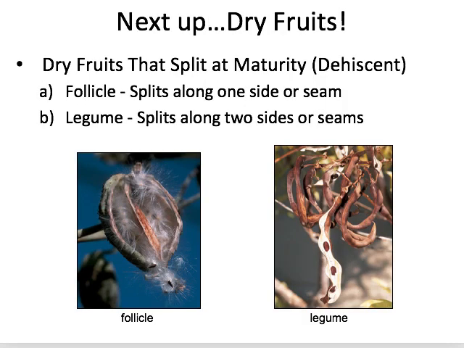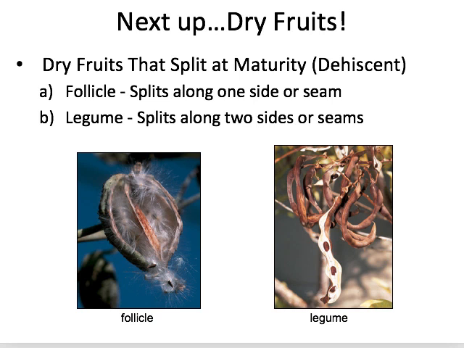Next up, the dry fruits. So the first group of dry fruits is those that split at maturity. And the fancy word for splitting at maturity is dehiscent. That is to say, these fruits dehisce when they mature. The first type of dehiscent fruit is a follicle. It splits along one side or seam.